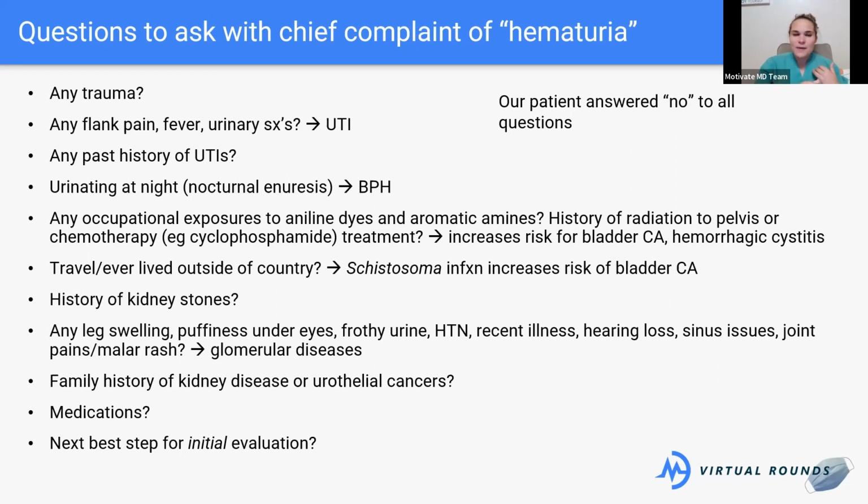More to ask: any occupational exposures to dyes or amines, or have you had chemotherapy or radiation? Here we're getting more at the risk of bladder cancer, because obviously that's a concern of ours when somebody's having blood in their urine. Is that coming from the bladder? Do they have a tumor? Do they have cancer? Same for kidney cancer.